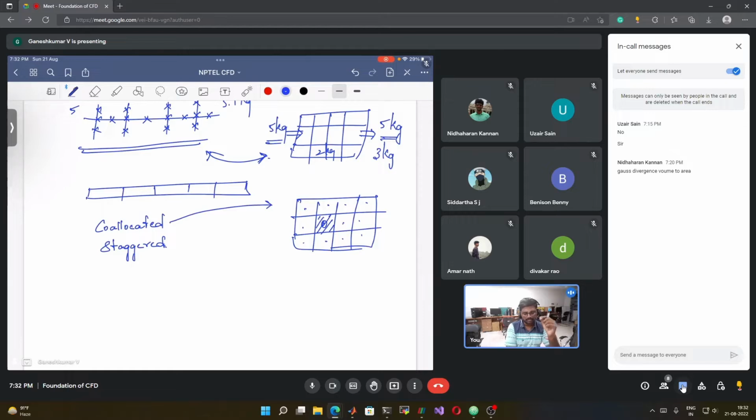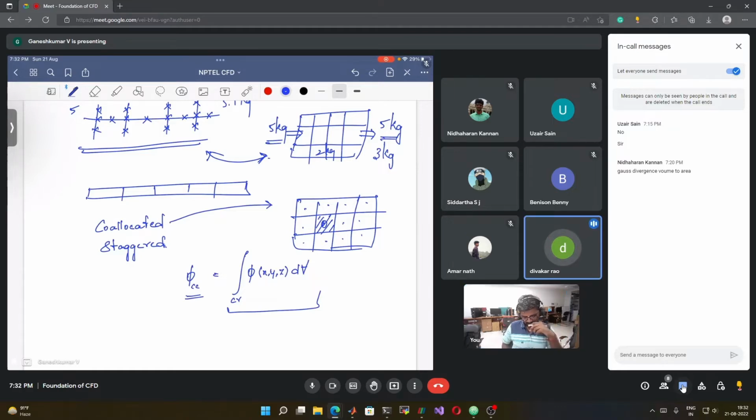So let's say this value is actually the integral of phi of x, y, z times d volume. This is the value you will find using the finite volume method, but it is actually an integral value of a control volume. So that is the basic sense behind it. Is that clear, Divagar?